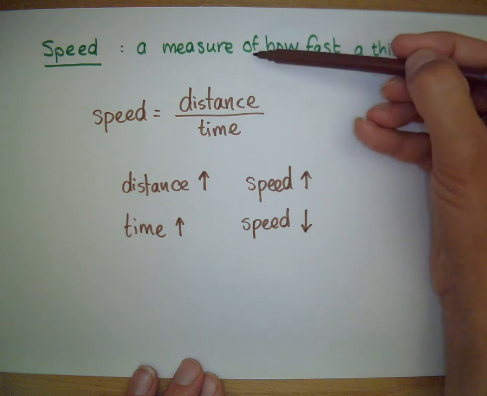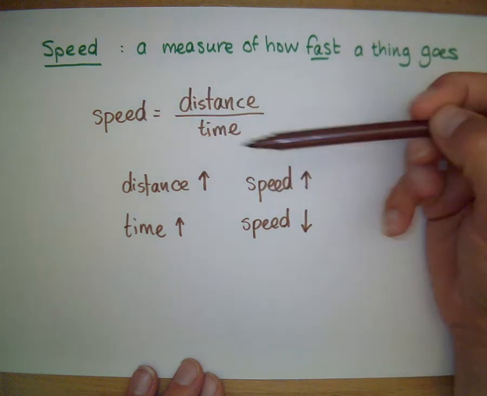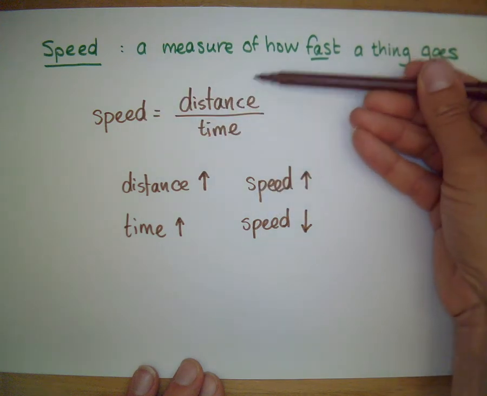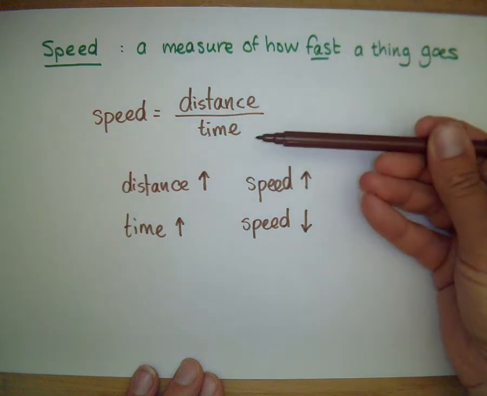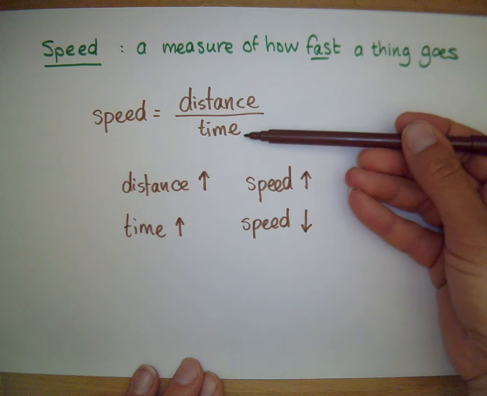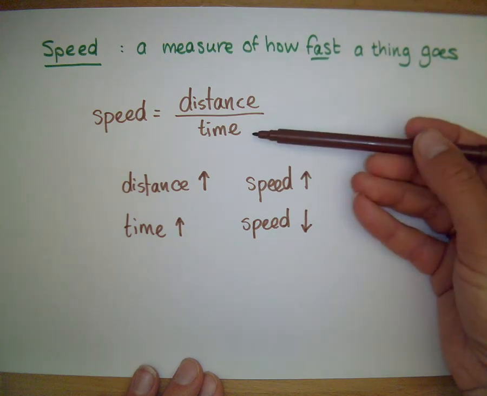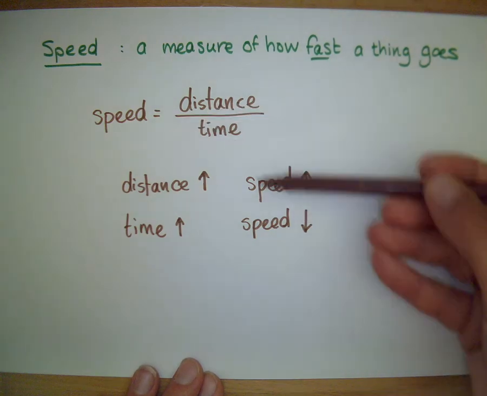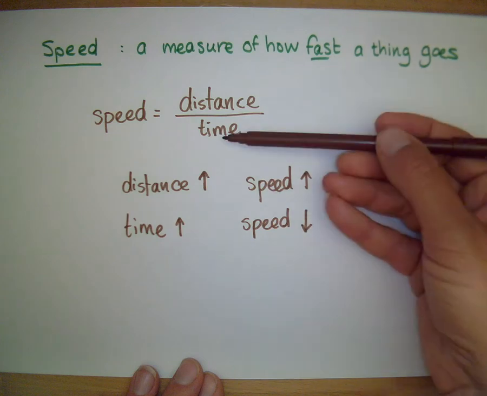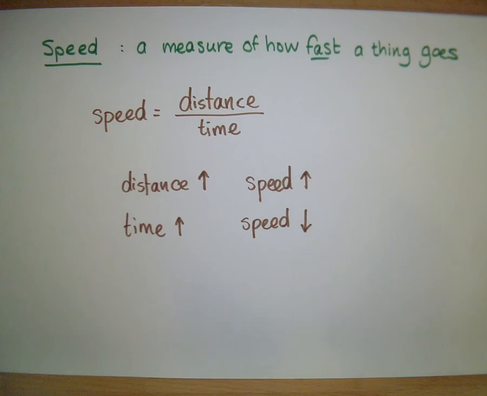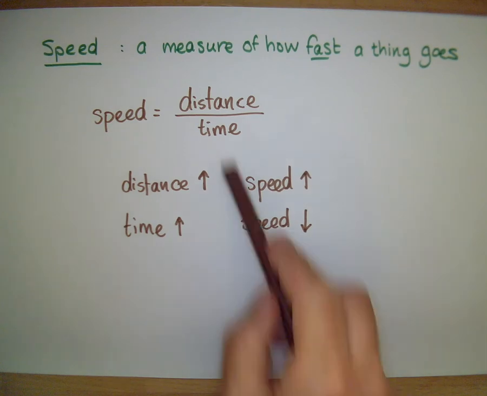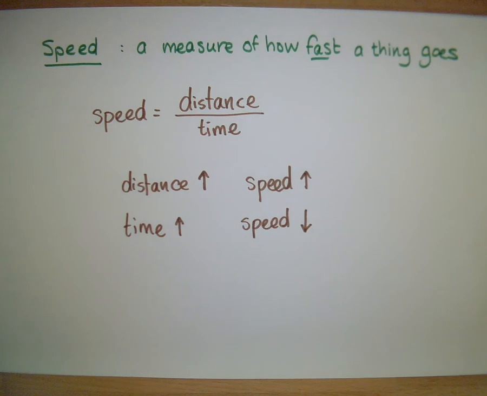As distance goes up, speed goes up, right? We go farther in a certain time, that means we went faster. We take longer to go a certain distance, that means our speed was lower. The time we took went up, that means the speed went down. We were going slower. Okay, using this formula, you can answer all sorts of cool questions.